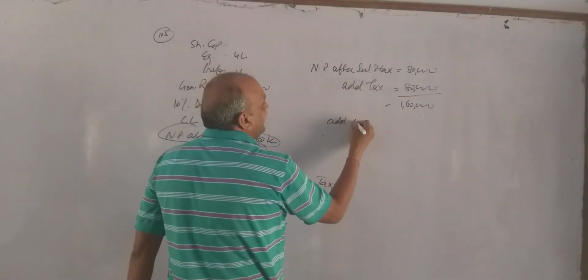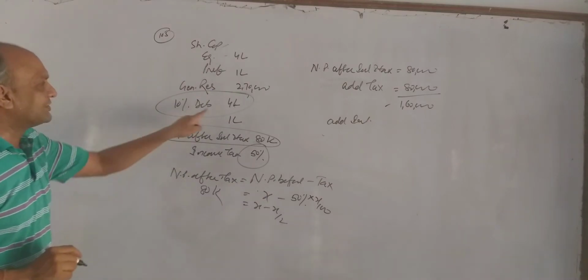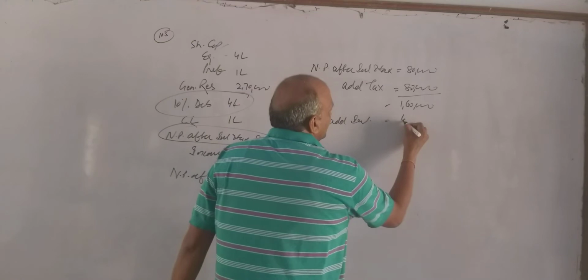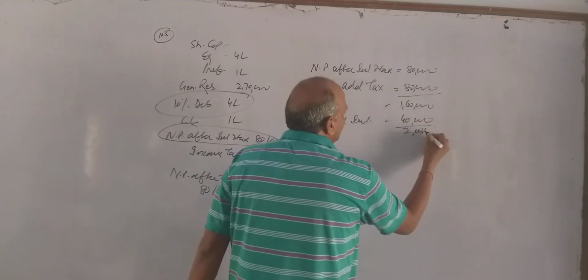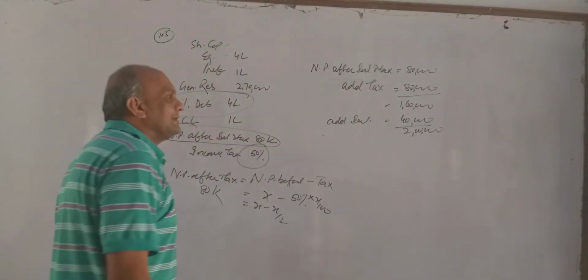Now we will add interest. From where will interest come, sir? 10% debenture 4 lakh. So 4 lakh into 10% is 40,000. So your net profit before interest and tax comes, my dear friends, to 2 lakh.